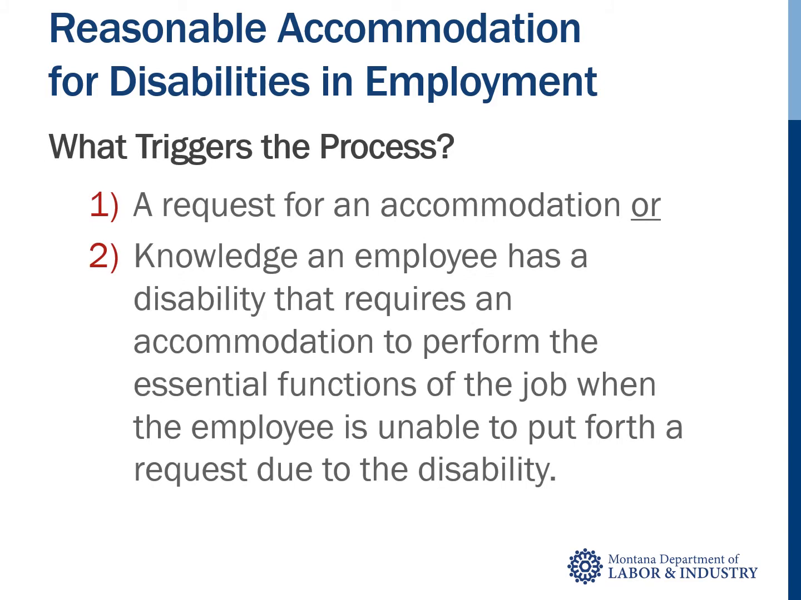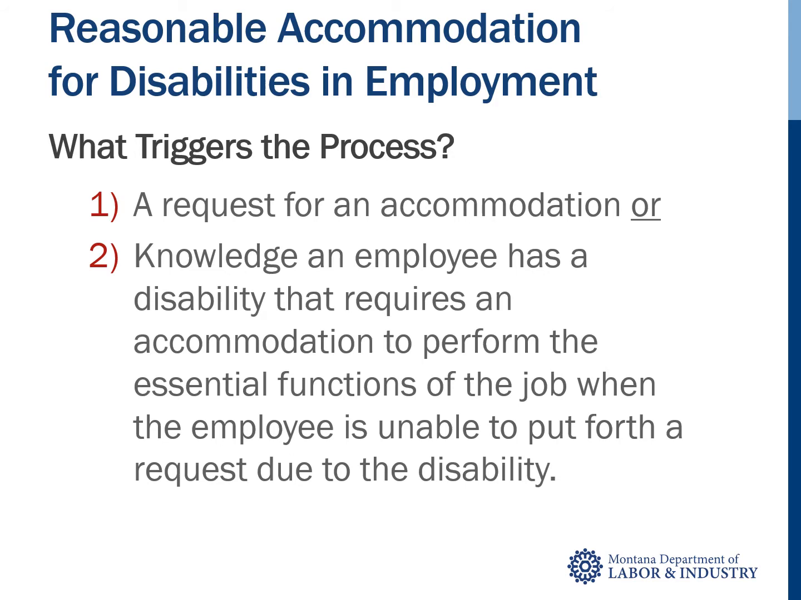So, what triggers that process? How do you know when you have to provide such an accommodation? The first thing that triggers that process is when a request for an accommodation is made. The second thing that could trigger the process is knowledge an employee has a disability that requires an accommodation to perform the essential functions of the job and is unable to put forth a request due to the disability.